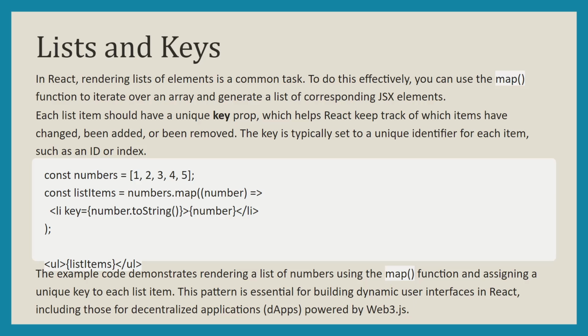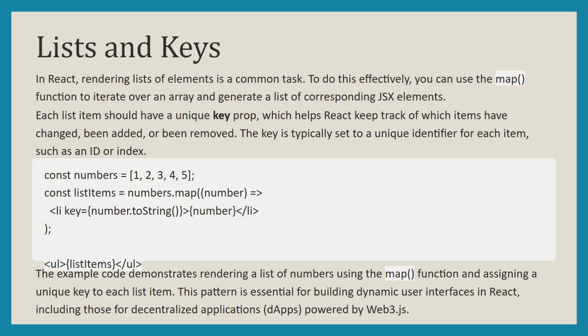In React, rendering lists of elements is a common task. To do this effectively, you can use the map function to iterate over an array and generate a list of corresponding JSX elements. Each list item should have a unique key prop, which helps React keep track of which items have changed, been added, or been removed. The key is typically set to a unique identifier for each item, such as an ID or index.